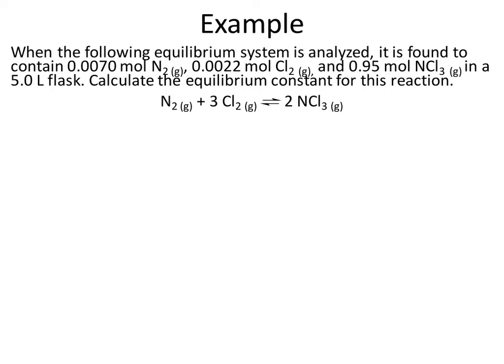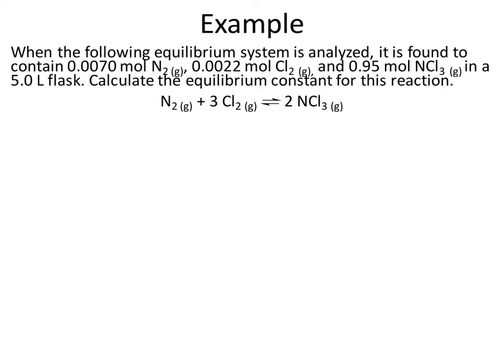So let's look at some questions that you might see in terms of our equilibrium expressions. So let's look at our first one. It says, when the following equilibrium system is analyzed, it's found to contain 0.0070 moles of nitrogen, 0.002 mole of chlorine, and 0.95 mole of NCl3 in a 5-liter flask. Calculate the equilibrium constant for this reaction.